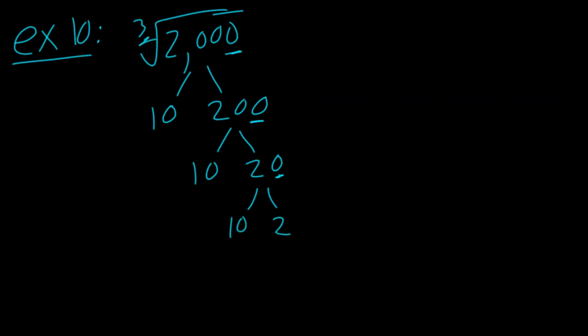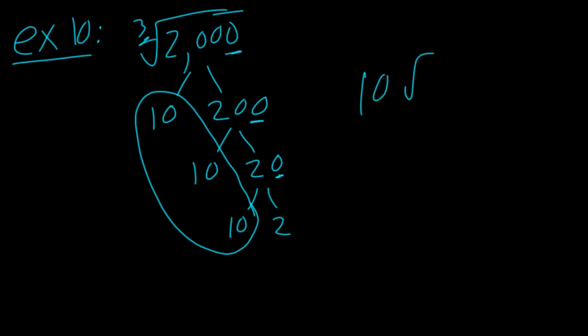And notice, inside a cube root, we're looking for 3 numbers that are exactly the same. Yeah, we could go ahead and break these 10s down further, but it doesn't matter. We already have a group of 3. So, of course, 10 cube roots of 2 will be our final answer.